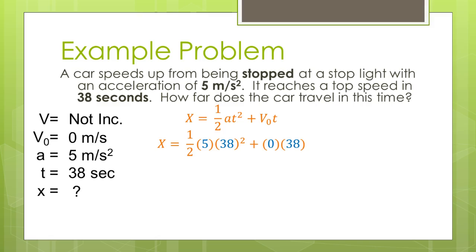0 times anything goes away, so the end of the equation drops out. I'm going to do 38 squared to give me 1,444. 1/2 times 5 gives me 2.5. 2.5 times 1,444 gives me 3,610. The last step of solving a kinematic equation problem is to include a unit.